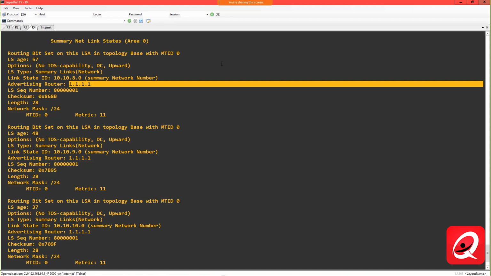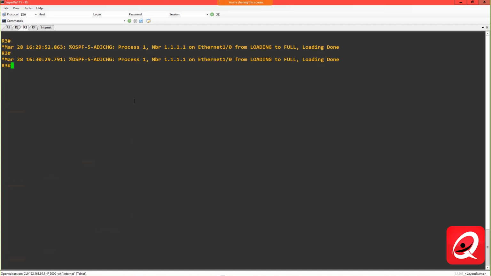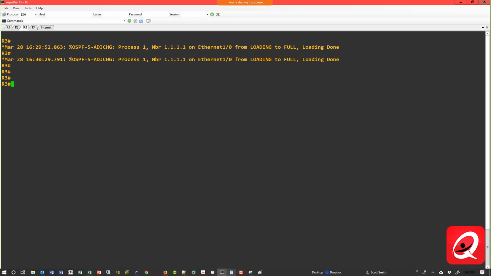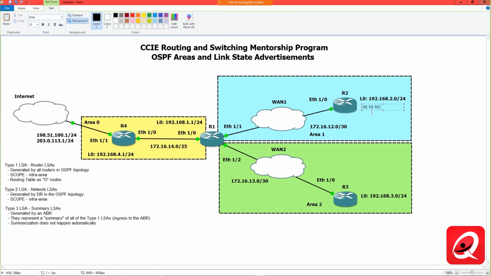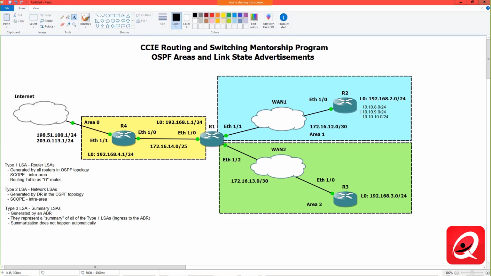So we need to make sure that we plan out our topology in a way that we can actually take those loopbacks that I've added to this network, 10.10.8.0/24, 10.10.9.0/24, and 10.10.10.0/24. And I want to be able to summarize these routes.